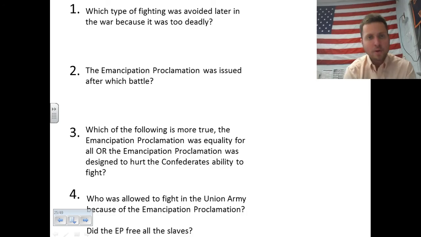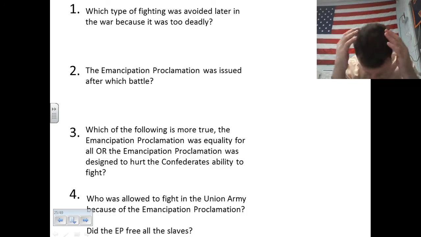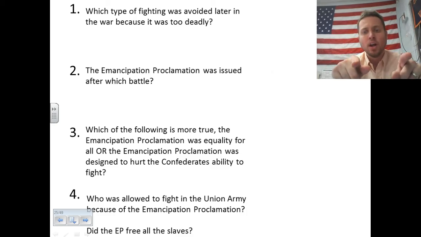Number 1. Which type of fighting was avoided later in the war because it was too deadly? Straight, direct line fighting. I'm talking about lining up, shooting, and killing. That's a bad idea. 2. The Emancipation Proclamation was issued after which battle? Cool. 3. Which of the following is more true? The Emancipation Proclamation was equality for all, or it was designed to hurt the Confederates' ability to fight? It is the second one. It's hurt the Confederates' ability to fight. Right?